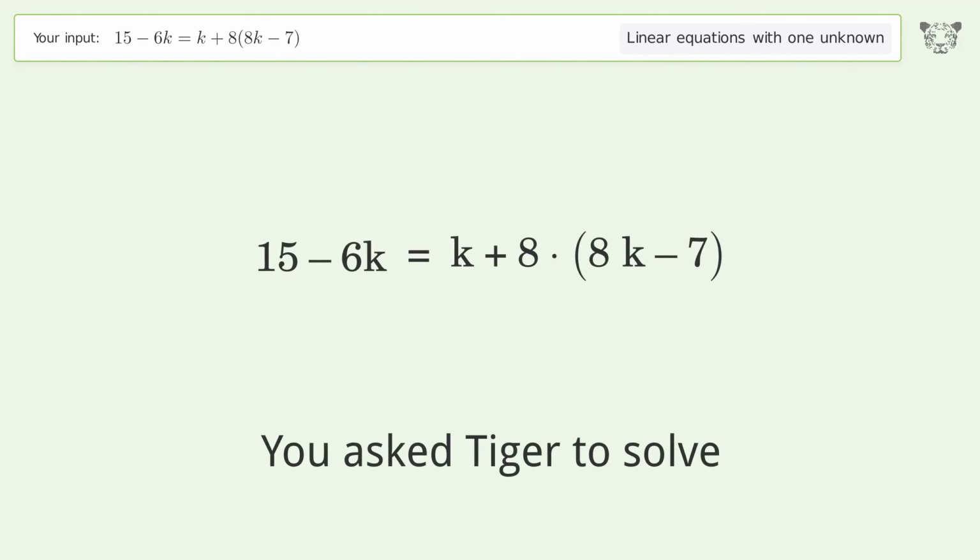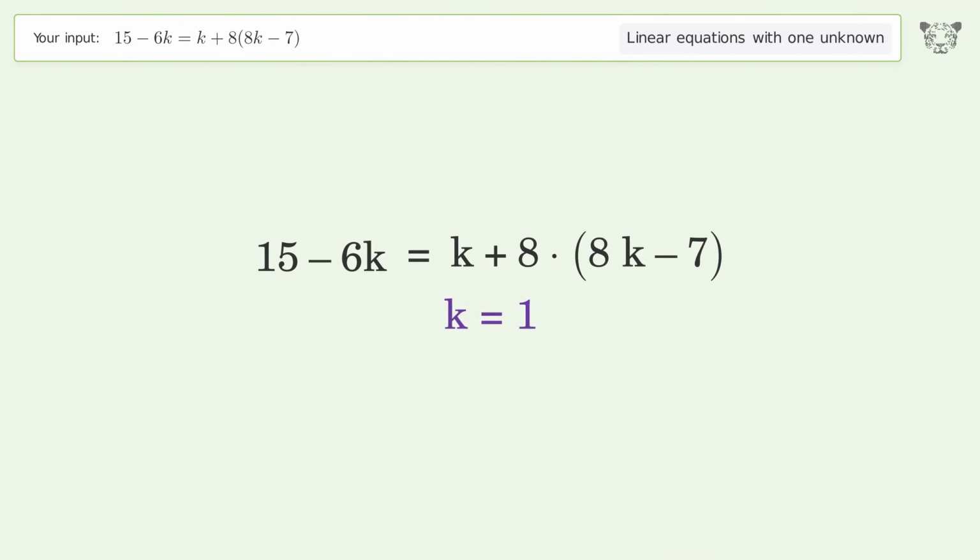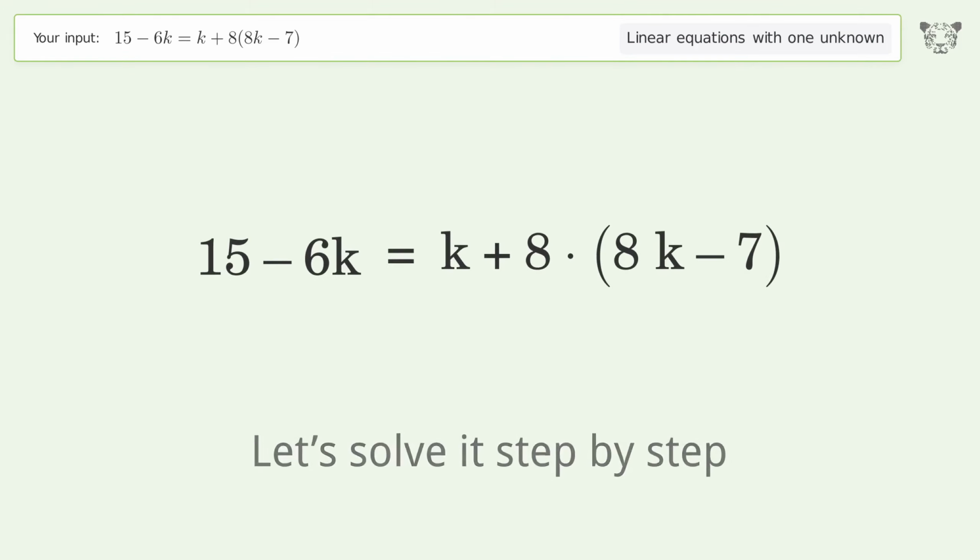You ask Tiger to solve. This deals with linear equations with one unknown. The final result is k equals 1. Let's solve it step by step.